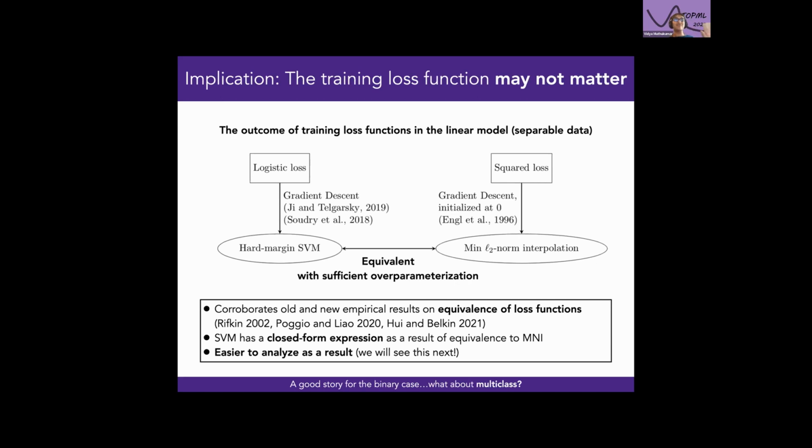Okay, so all of this forms a nice story for the binary case. And you may have noticed that in many places, we were really using the fact that the labels were plus or minus one valued. And we also used this primal dual relationship in the SVM, which is really only the case in the binary setting. So it's natural to ask how much of this generalizes to the multiclass case. So what I'm going to do next.